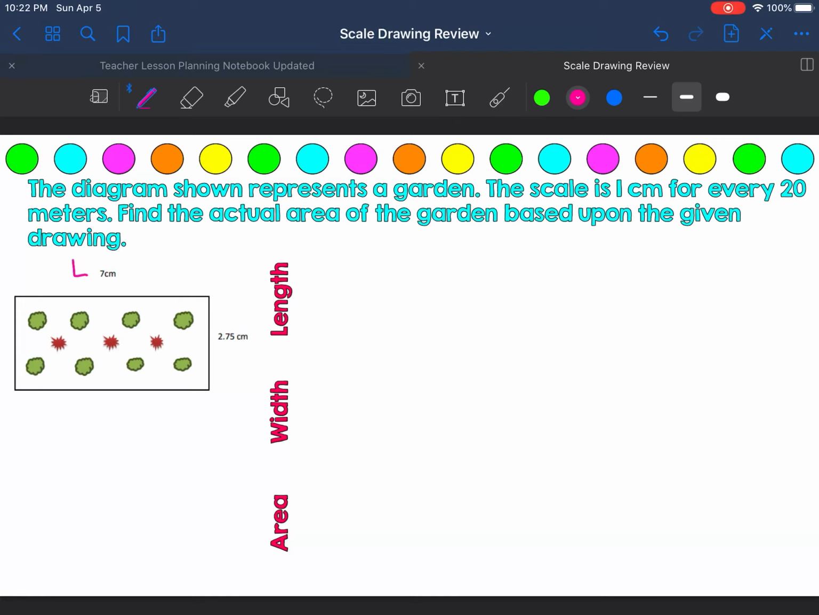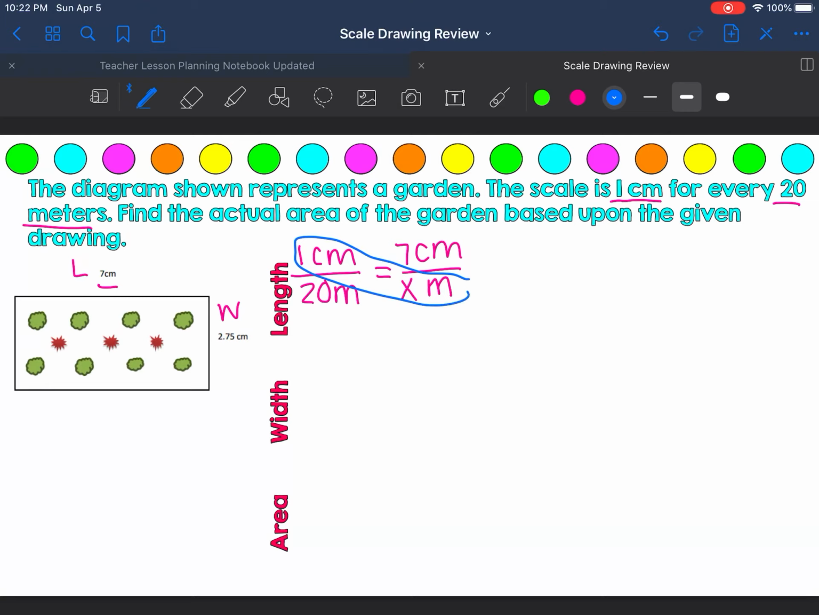So let's first start and let's find our length. So this is our length, this is our width. So let's set up our proportions, okay? Our first ratio, our model. Our drawing distance is right here, 1 centimeter. And our actual distance is 20 meters. So that'll go in our denominator. So now I can set up my real world ratio. My drawing distance right here, 7 centimeters. And that means that I don't know what my actual length is, so I'm going to put an x.